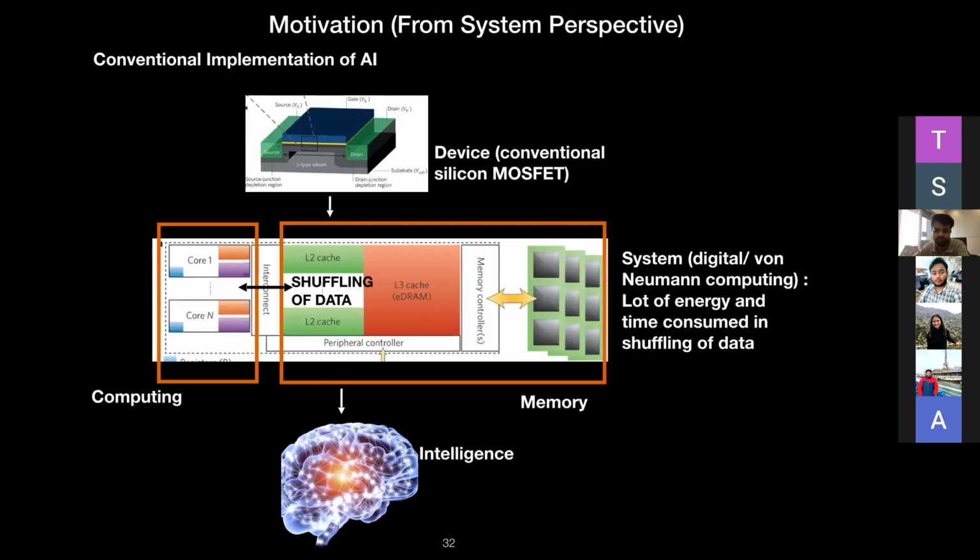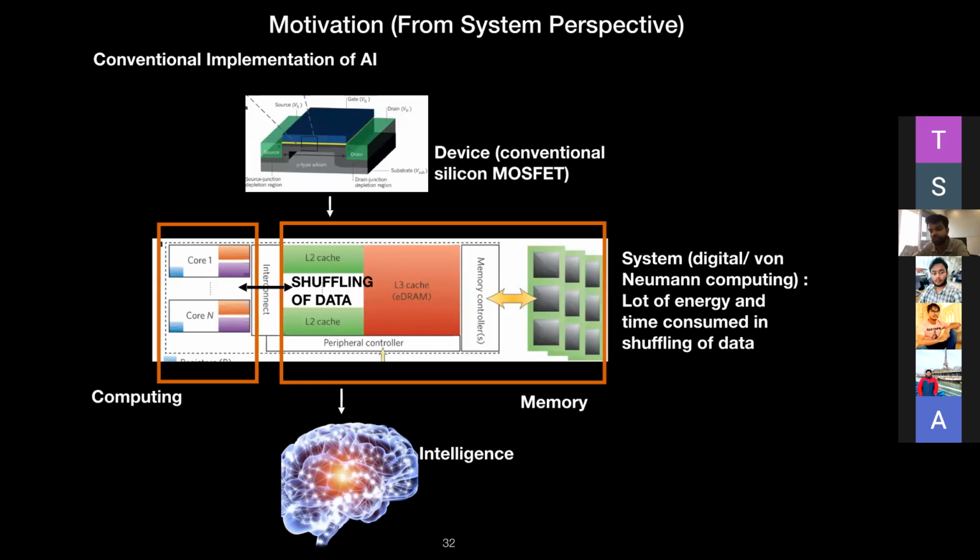It is shown in the figure. What is exactly the definition of von Neumann architecture? The memory or storage unit and the compute unit are essentially separate entities, and that is what you see in this picture. The data has to move to and fro for computation, right?